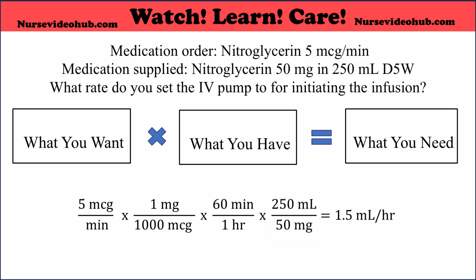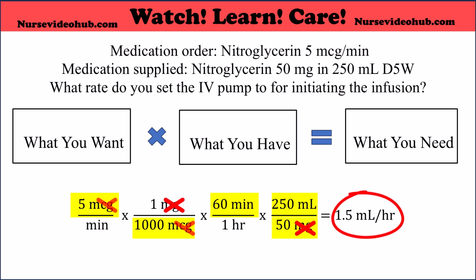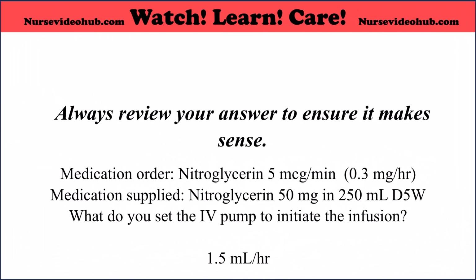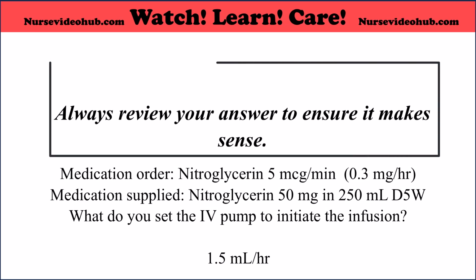You calculate the answer by multiplying across. 5 times 60 times 250 divided by the product of 1,000 times 50 equals 1.5. The milligrams, micrograms, and minutes canceled out, leaving you with milliliters per hour. You would set the IV pump rate to 1.5 milliliters per hour. Always review your answer to make sure it makes sense.